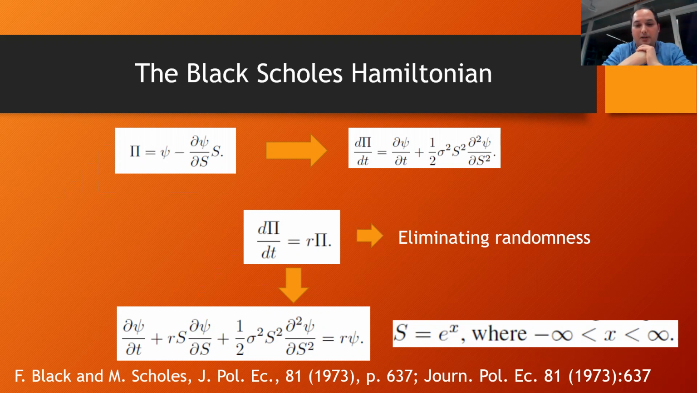For example, they assume the volatility to be constant. The volatility is sigma. The sigma here is the volatility, which is related to a standard deviation, but it's not a standard deviation. It's called volatility.